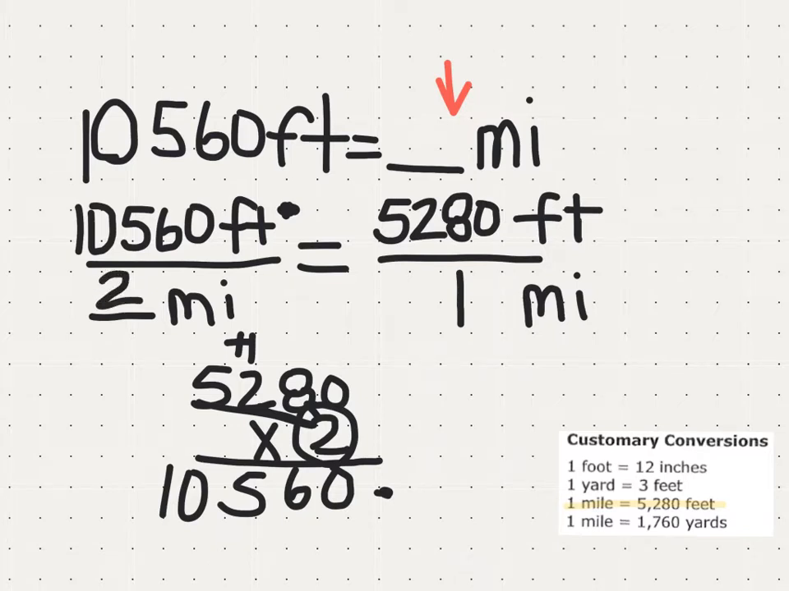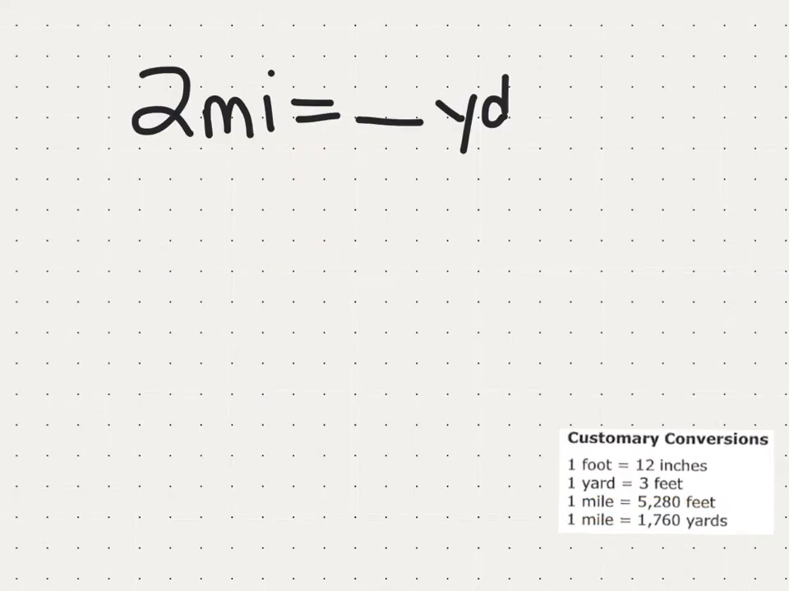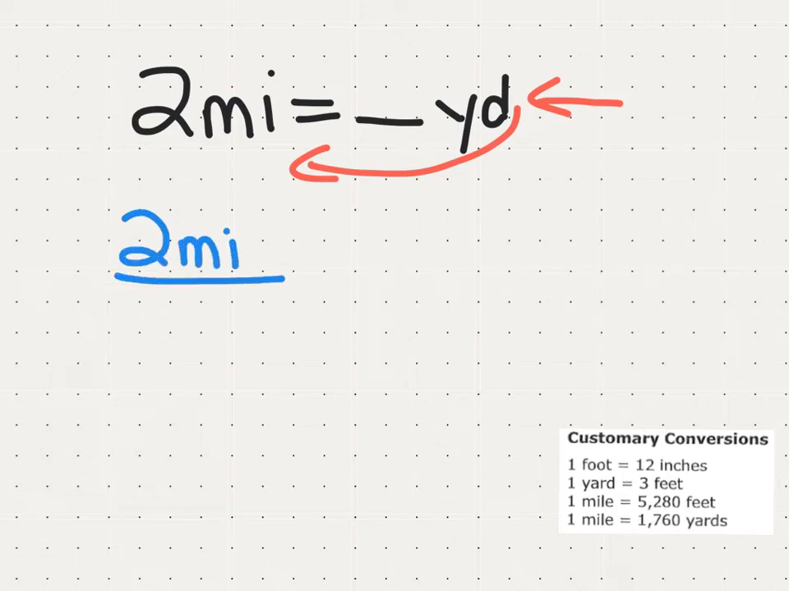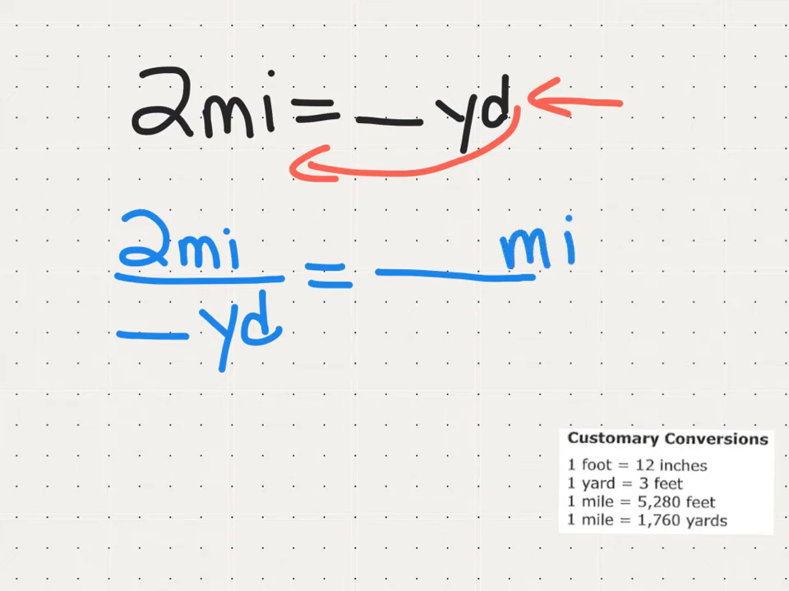I'm going to move everything up and start another section. The next part I'm going to do is 2 miles equals some amount of yards. I'm going to do the same thing where I take this right side of the equation and move it underneath the left side of the equation. So it becomes 2 miles over some amount of yards equals an equivalent ratio. Again, miles is on top, so I put miles here. Yards is on the bottom, so I put yards on the bottom here.